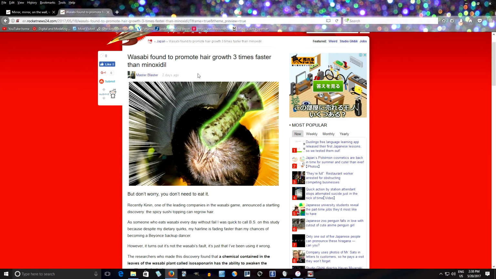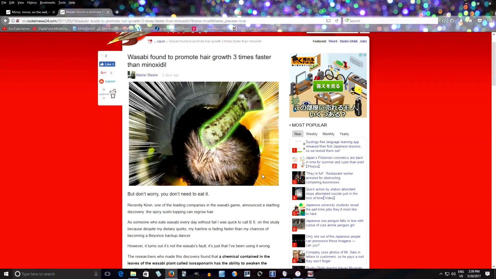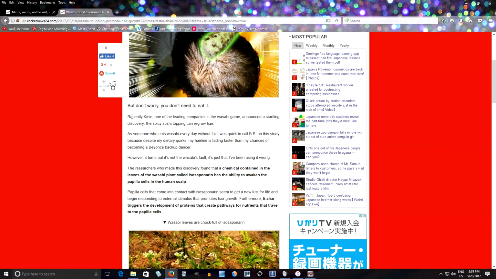Hey, I'm back. And for those of you out there who have barcode hair or your hairline looks like the coast of Japan, Japan just might have saved you. Okay, so I saw this today and it says, wasabi found to promote hair growth 3 times faster than minoxidil. I was like, what? So it says here that recently Kinin, I don't know that company, one of the leading companies in the wasabi game, announced a startling discovery. The spicy sushi topping can regrow hair.